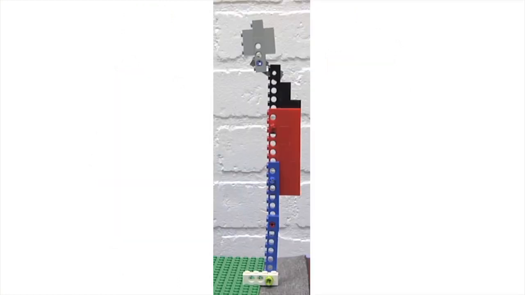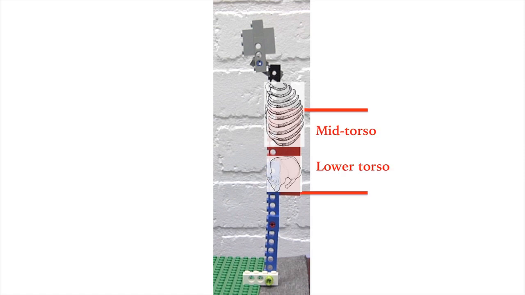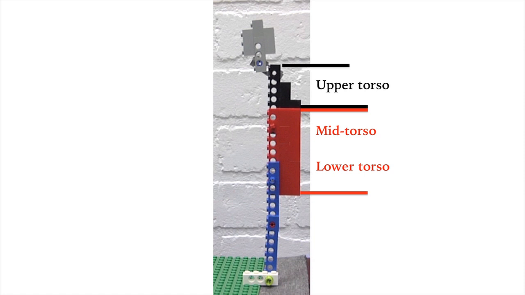Here's our model of a person standing with good posture. We're looking at them from the side. We have the lower and mid-torso in red and the upper torso in black. The lower sternum would be right around here and the lower ribs here.